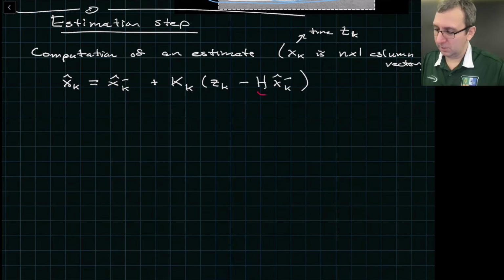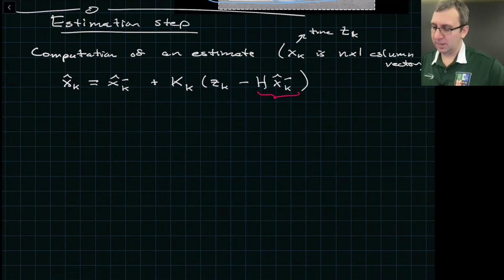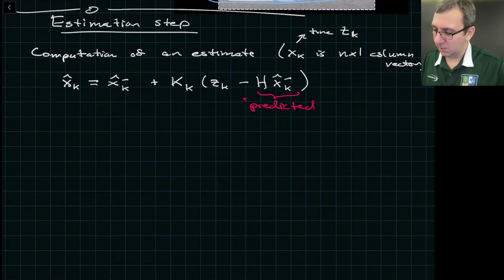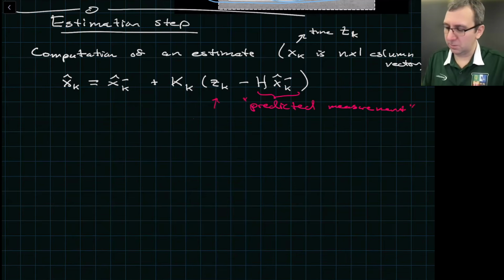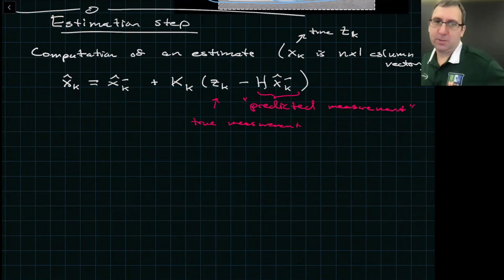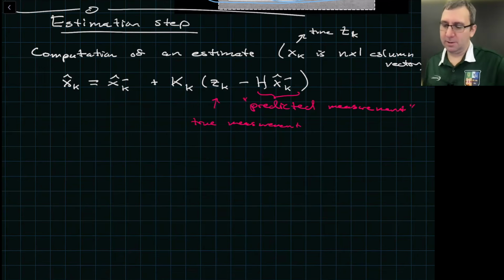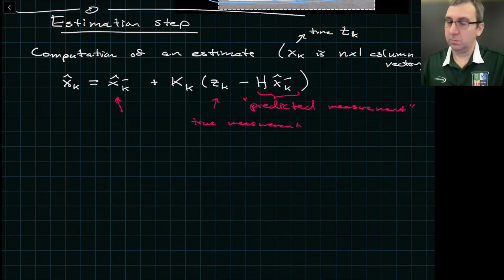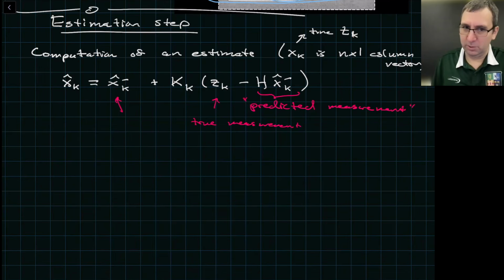And how can we interpret this? This H times xk hat minus is called the predicted measurement. So notice we're subtracting the predicted measurement from the true measurement, and then that's all getting multiplied by this Kalman gain. Like how much do we put on that to update our prediction? All right. I'm going to rewrite this so that it looks in a form that might be more familiar from some other stuff we've done.